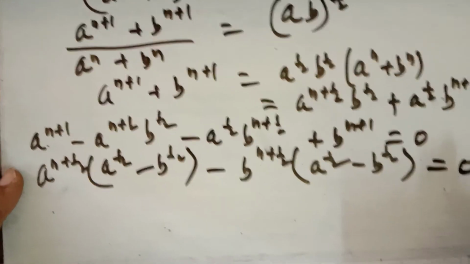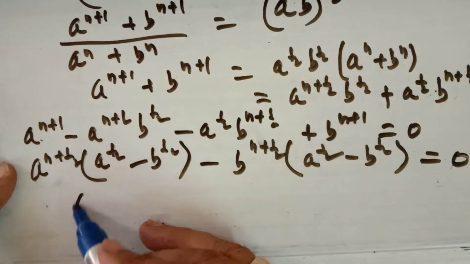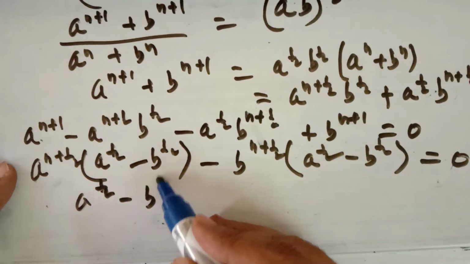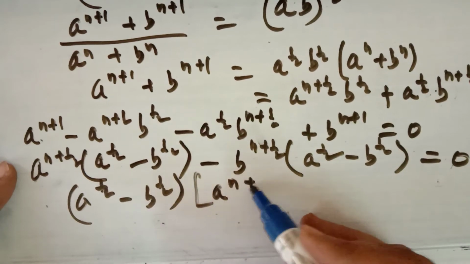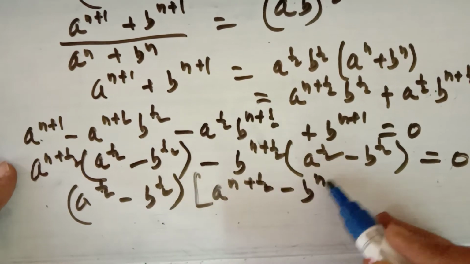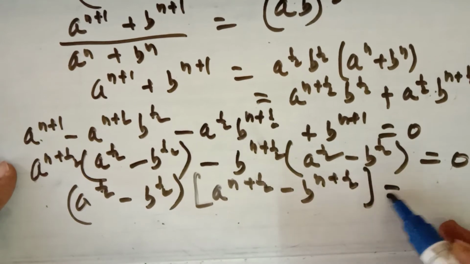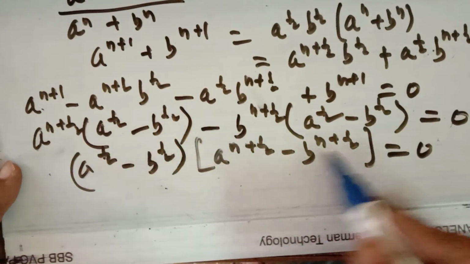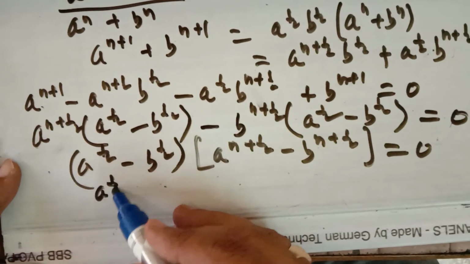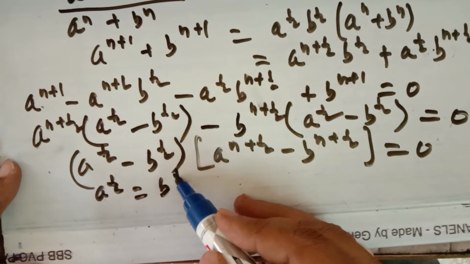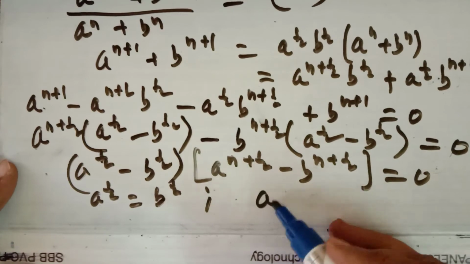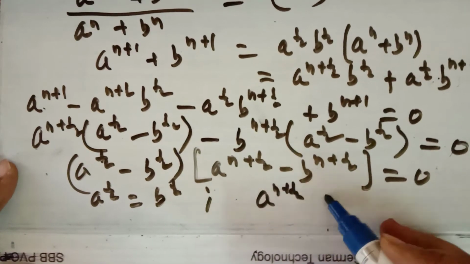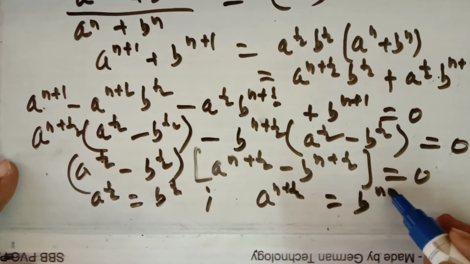So if you see it carefully, these two terms are same, which you can take common. So it will be a^(n+1/2) minus b^(n+1/2) equal to 0. So put them equal to each other. So a^(1/2) is equal to b^(1/2), and when you put them equal to each other, a^(n+1/2) is equal to b^(n+1/2).